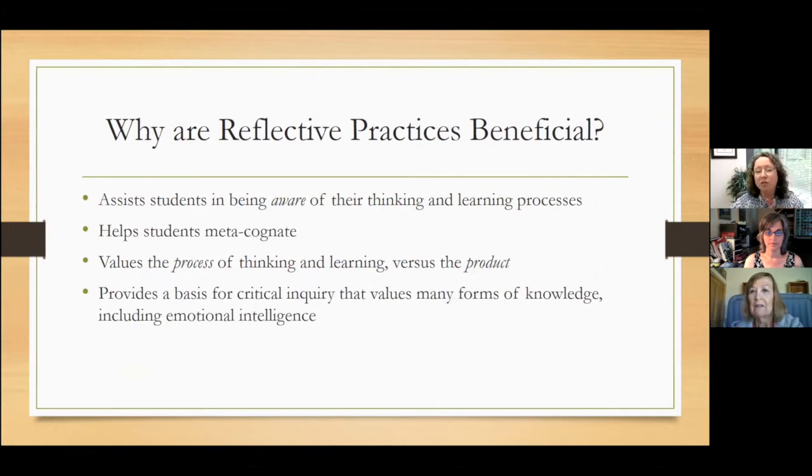Why are they beneficial? Reflective practices assist students in being aware of their thinking and learning. It helps them to metacognate, to think about their thinking. These activities value the process of thinking and learning versus the end product. And they provide a basis for critical inquiry that values many forms of knowledge, including emotional intelligence.